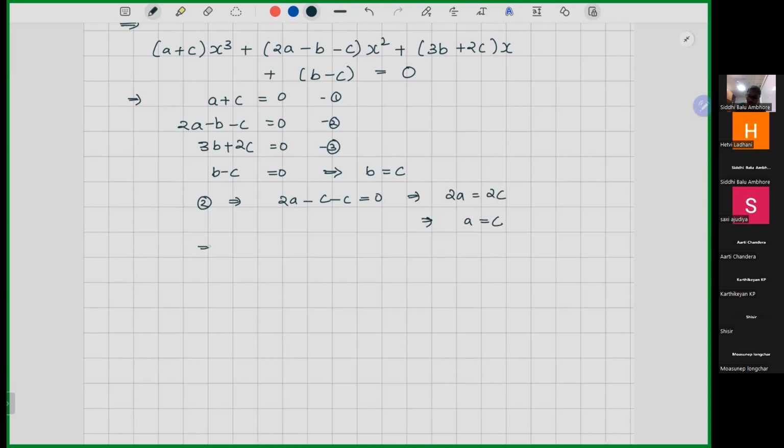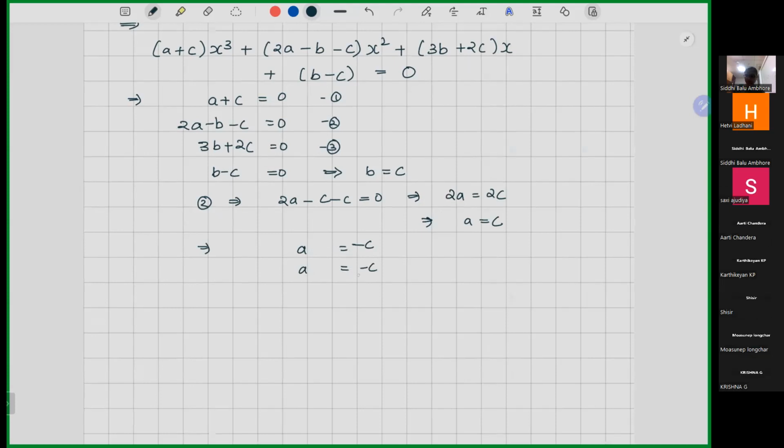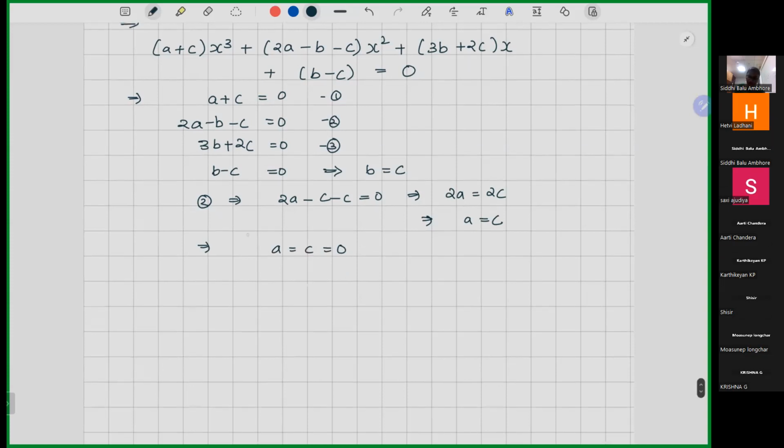And from the first, what I get? a plus c is 0, a is equal to minus c. So a is equal to c and a is equal to minus c. What does this imply? a is 0, right? Both are 0. So we get a is equal to c is equal to 0. And from the third equation, we again get that b is equal to 0.